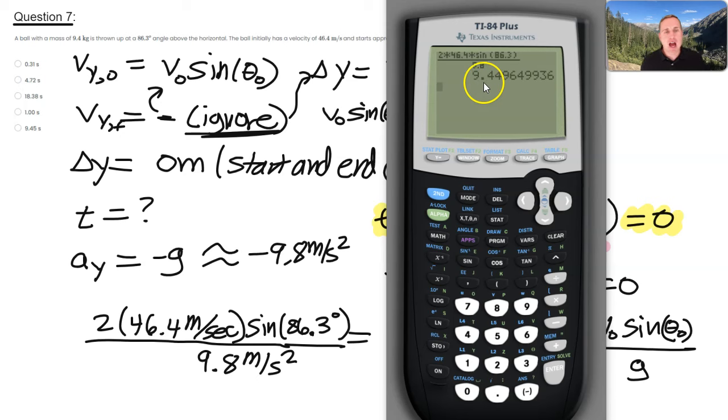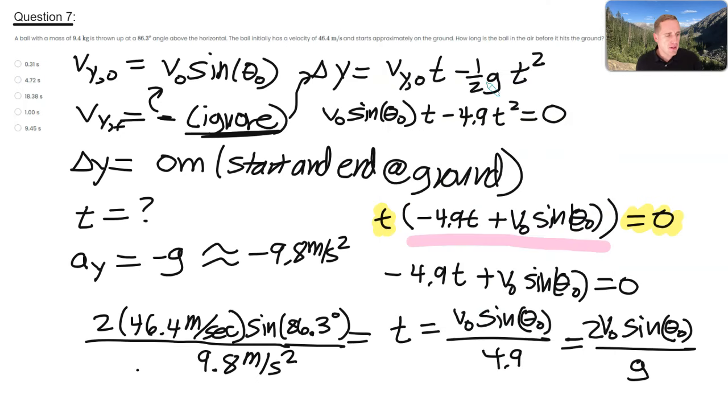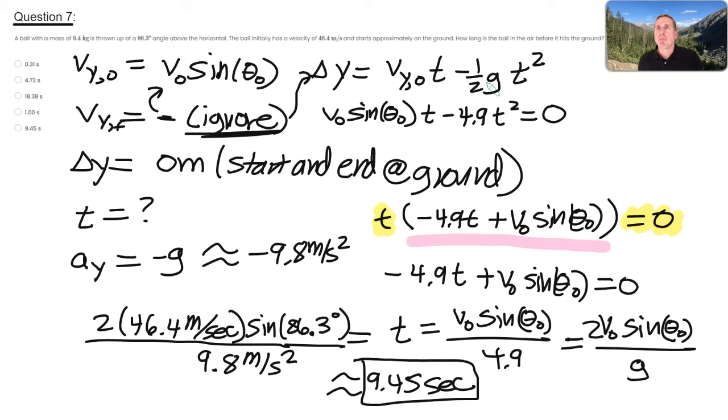So we get about 9.45. So this is about 9.45 seconds. So that's about how long the ball is in the air. Now notice, that's because we shoot it almost directly upward. 86.3 degrees is almost a vertical shot. It's a little bit off from vertical, but it's in the air for a long time. So 9.45 seconds is the fifth choice. So I'm going to consider that for the correct answer, and then we'll move on.